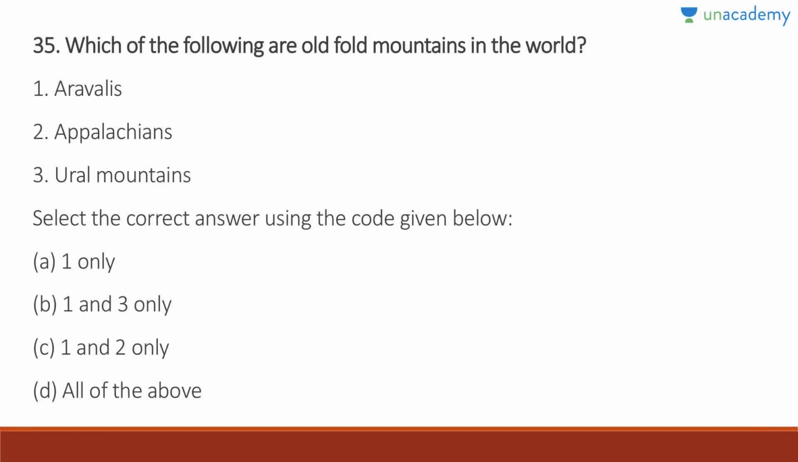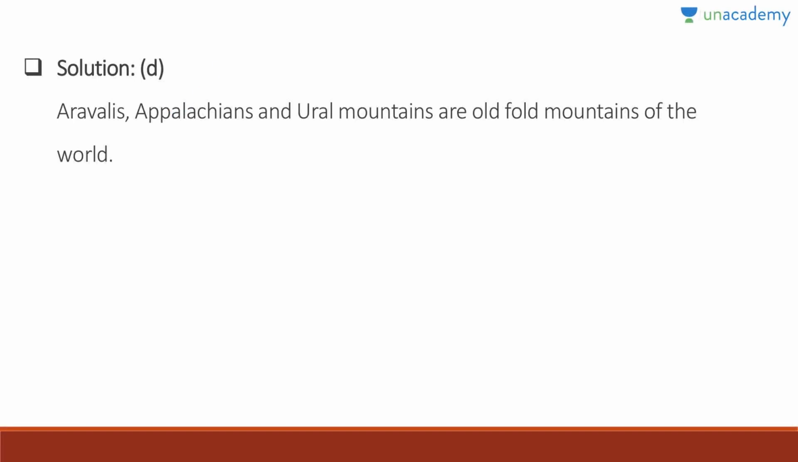Question number 35. Which of the following are old fold mountains in the world? Aravallis are one of the oldest mountains of the world. Appalachians, Ural Mountains. Aravallis are the oldest mountains in India, by the way. So answer here is D, all of the above. So Aravallis, Appalachians, Ural Mountains are old fold mountains of the world.